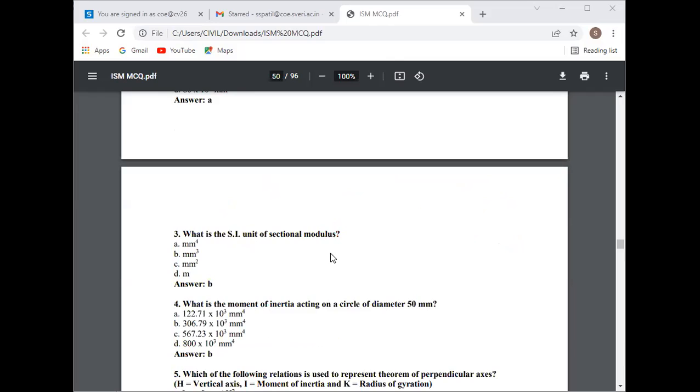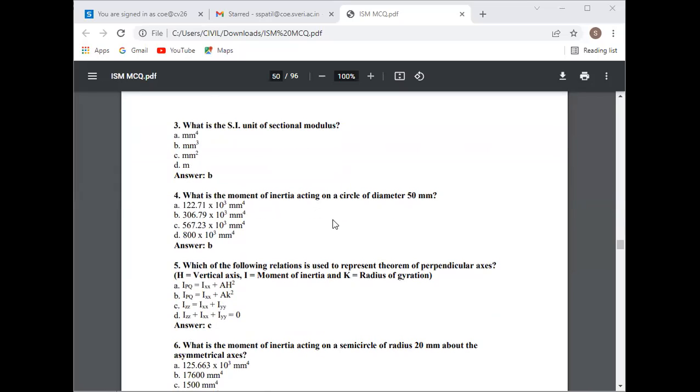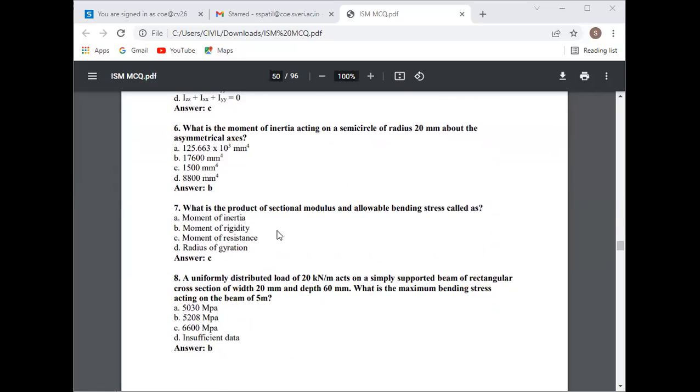What is the unit of section modulus? तर इथे आन्सर आहे म्हणून तुम्ही MM cube म्हणताय. But you have to remember the unit of section modulus is MM cube. After that here moment of inertia circle चा विचारला आहे ते तुम्ही कॅल्क्युलेट करू शकता pi by 64 d raised to 4. After that we will see next example.